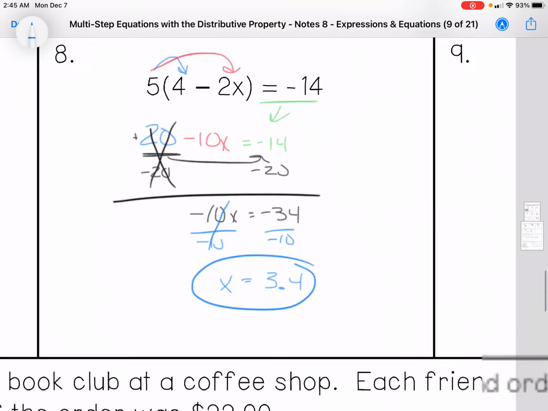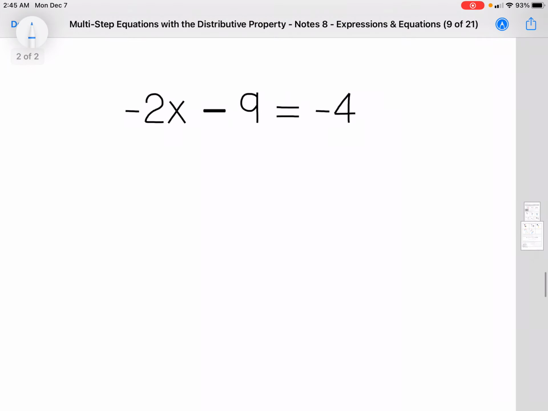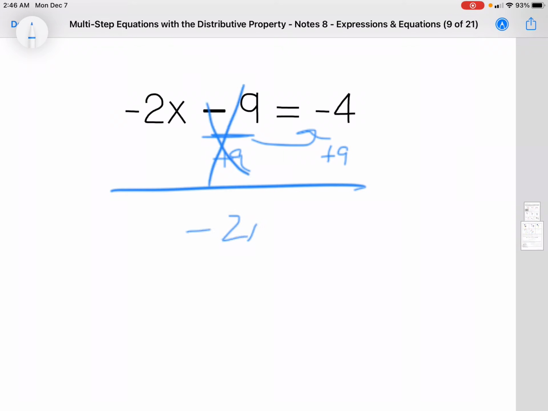All right, one more. Number 9. Oh, no distributive property. What nice people. Okay. Take that to the other side. You're going to do that by adding 9. Left with -2x equals 5. Divide by -2. X equals -2.5. Or -2 1/2. Either or.